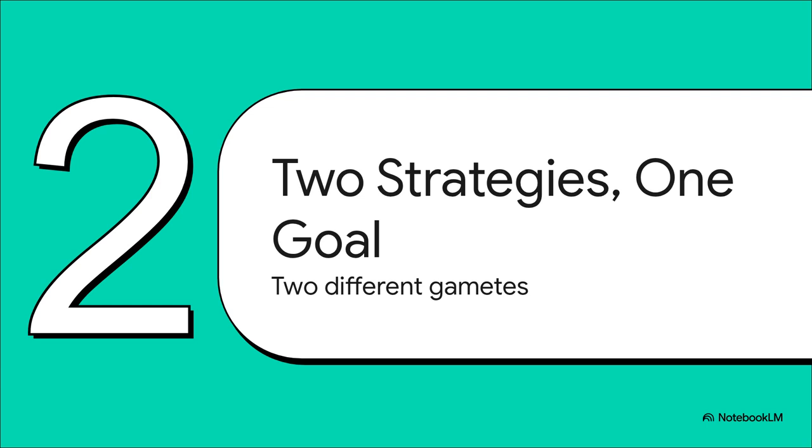Now, this process of meiosis creates two very, very different kinds of gametes. And what's so fascinating is that each one has a totally different strategy for success, even though they're both aiming for the exact same goal, creating a new life. So let's meet our two main players.